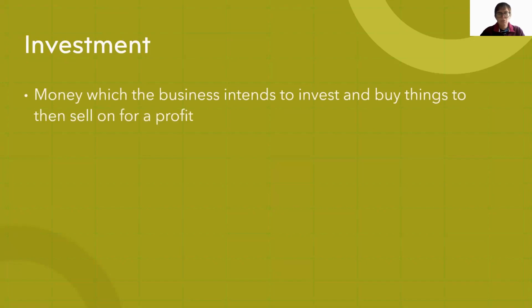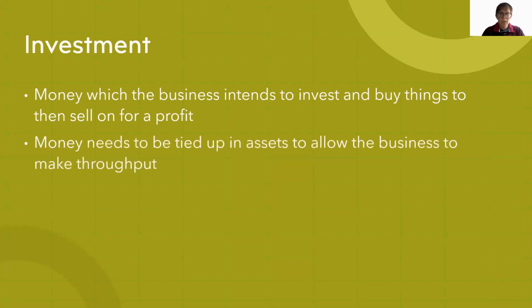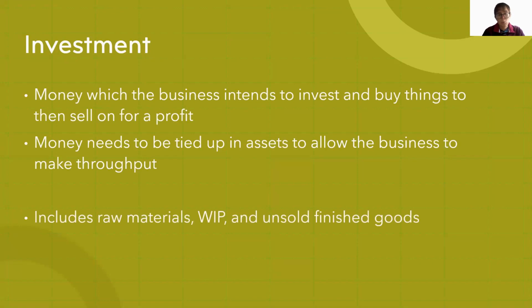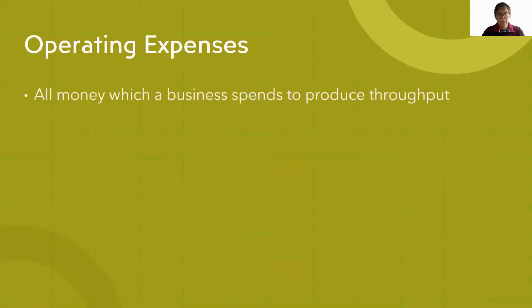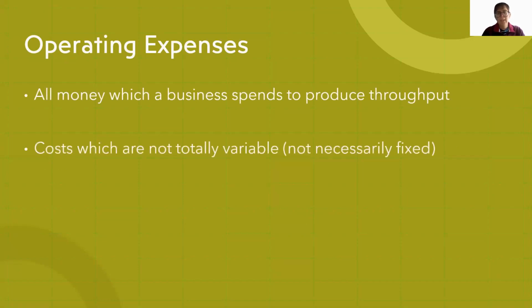Investment then. So money which the business intends to invest and buy things to then sell on for a profit. Money needs to be tied up in assets to allow the business to make throughput, and this will include any raw materials, any work in progress, any unsold finished goods. Operating expenses then in relation to throughput. Well, all money which a business spends to produce throughput and costs which are not totally variable, so they may not necessarily be fixed either.